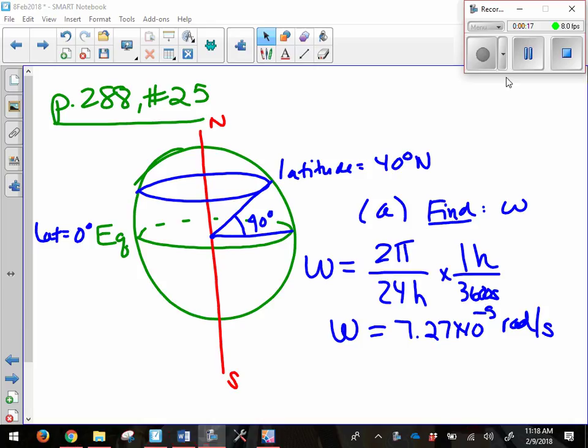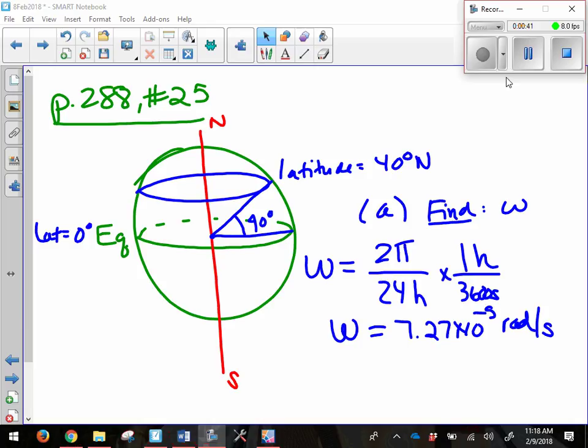All right, so last time we were working on page 288, number 25, and we did part A. What we had was the Earth, and we were trying to figure out what the angular speed was at the surface at a point that was at a latitude of 40 degrees north. So we talked a little bit about what latitude meant.